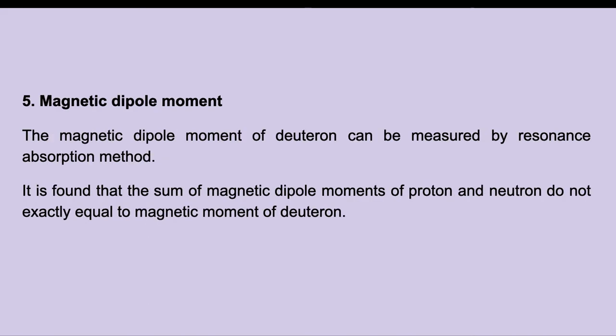And the magnetic dipole moment. The magnetic dipole moment of the deuteron can be measured by the resonance absorption method. It is found that the sum of the magnetic dipole moments of proton and neutron does not exactly equal the magnetic moment of the deuteron. Actually, a deuteron is formed by a proton and a neutron. If you add the magnetic moment of the proton to the magnetic moment of the neutron, that sum is not equal to the magnetic dipole moment of the deuteron. And that's all in this lecture. Thank you.